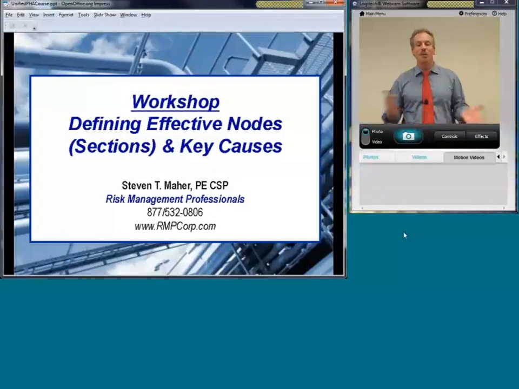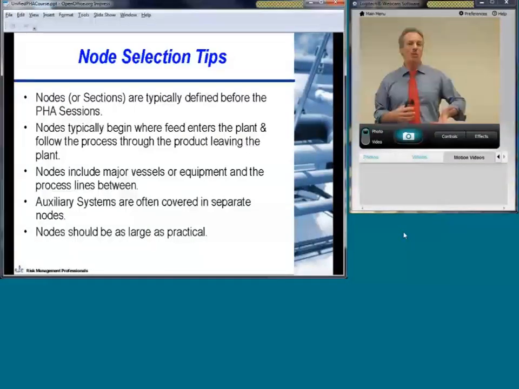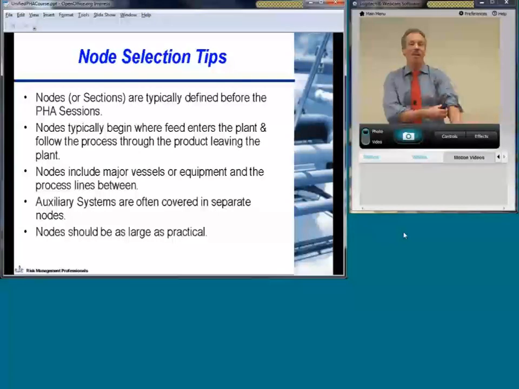Nodes, or the sections that you put together, are typically defined before the PHA sessions. I have seen cases where the facilitator walks into a HAZOP study with a blank sheet of paper and then talks to the team and says, let's start defining our nodes. That basically blows the better part of a day, and it's very ineffective. It goes around in circles.